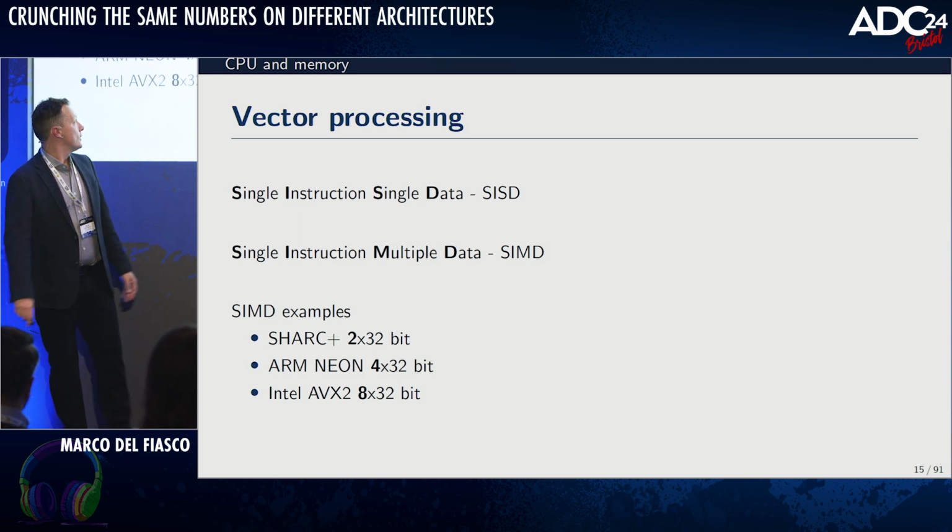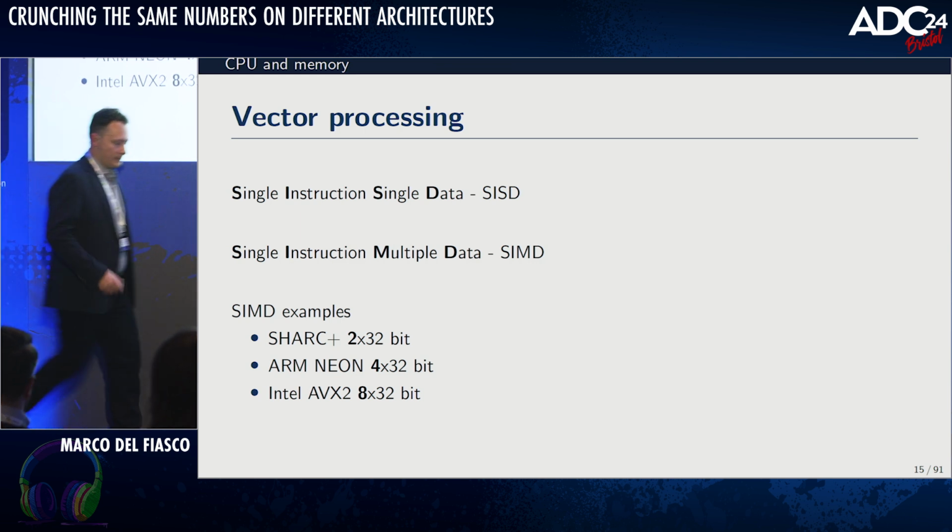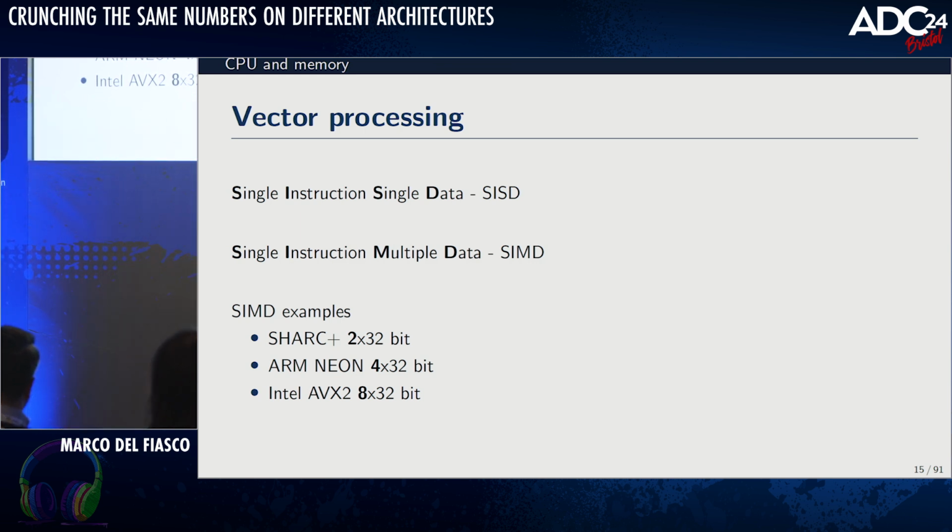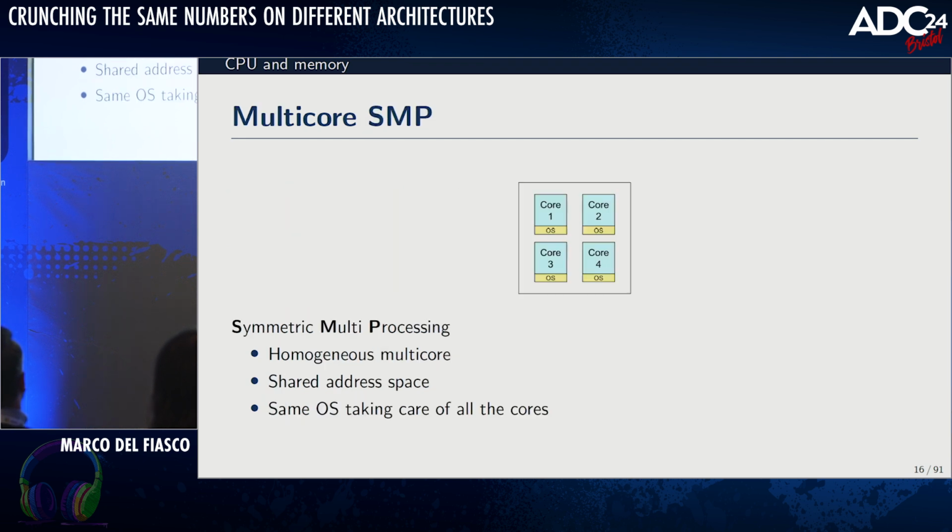Some examples of SIMD CPUs. The SHARC+ has a vector of 2, so it can implement 2 parallel single precision floating point operations. The ARM Neon is 4, the Intel AVX2 is 8.